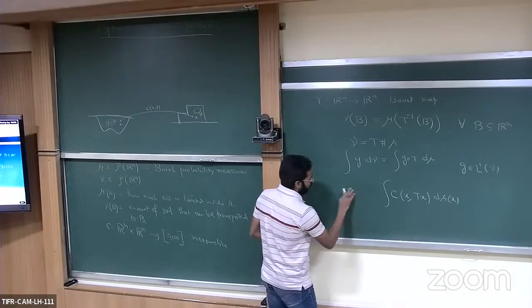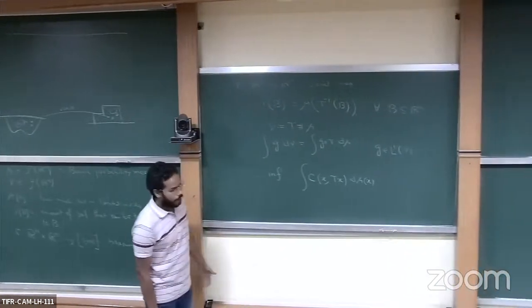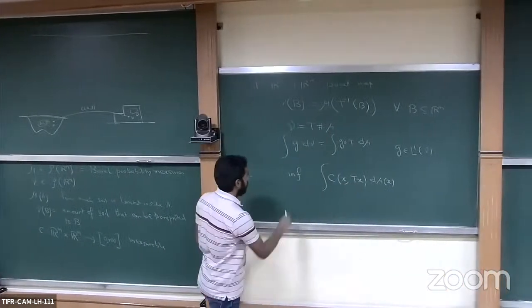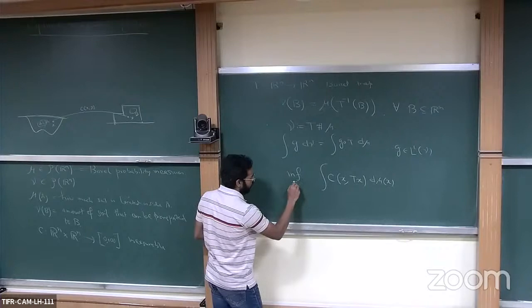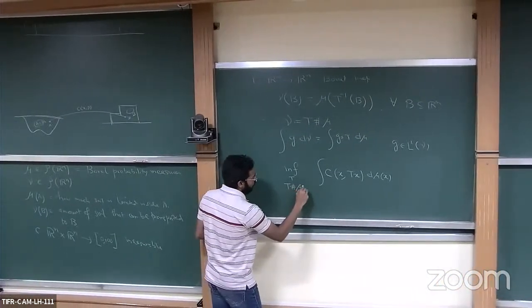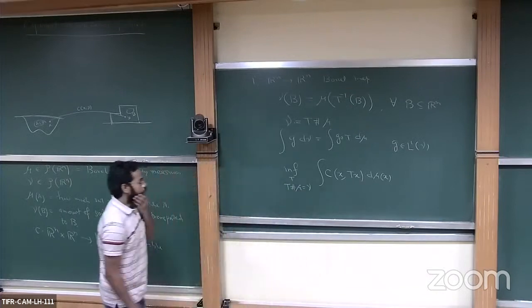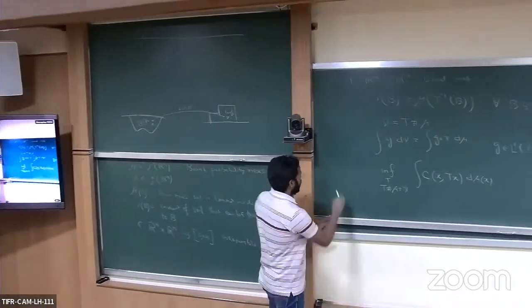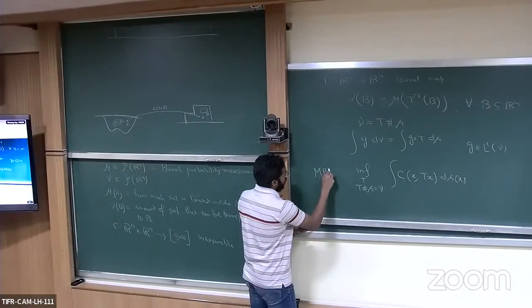And of course, the problem is to minimize this total cost. Here you see everything is known except for this map T. So you have to minimize over such transport maps T, which push forward mu to nu. So this is our problem, and this is the Monge problem.